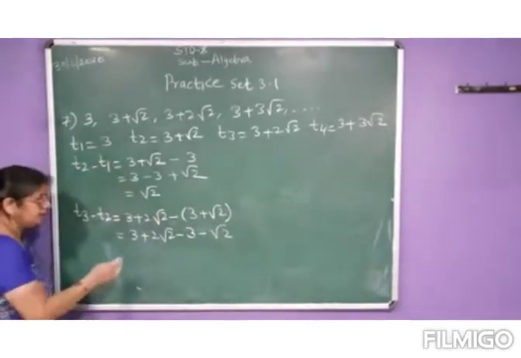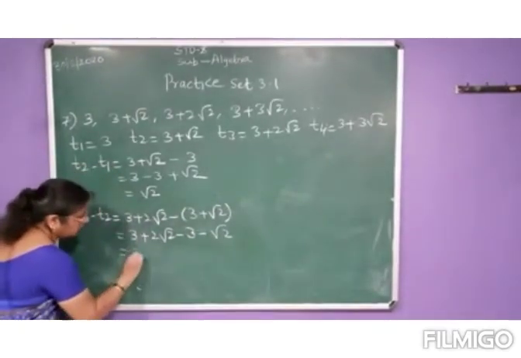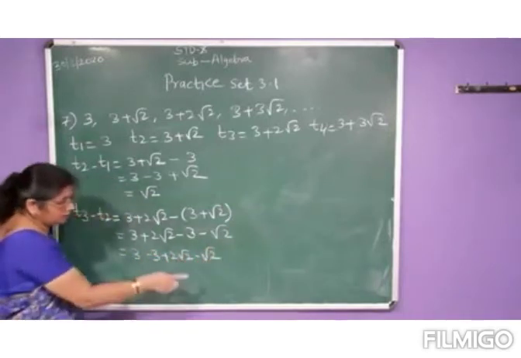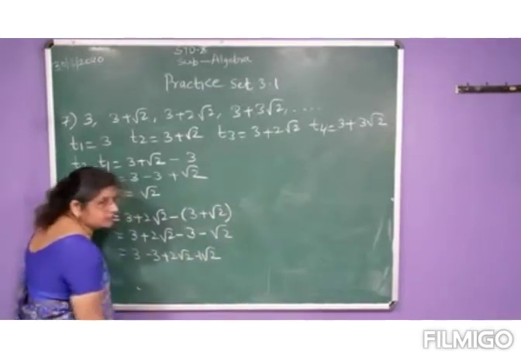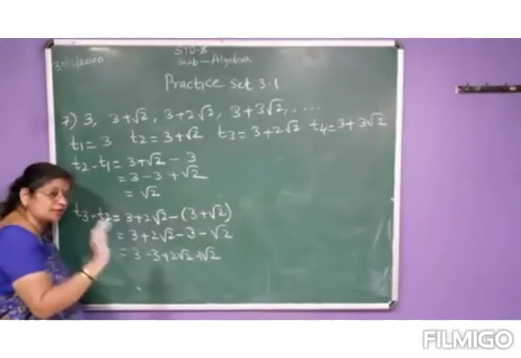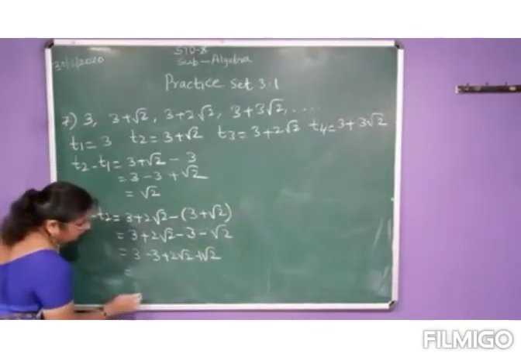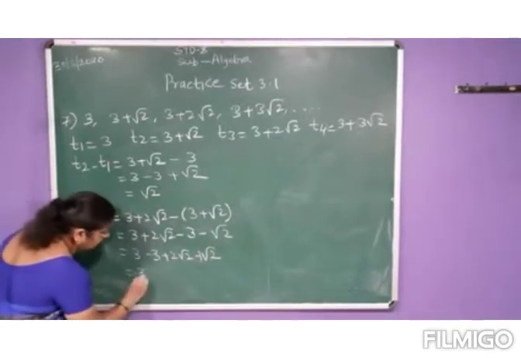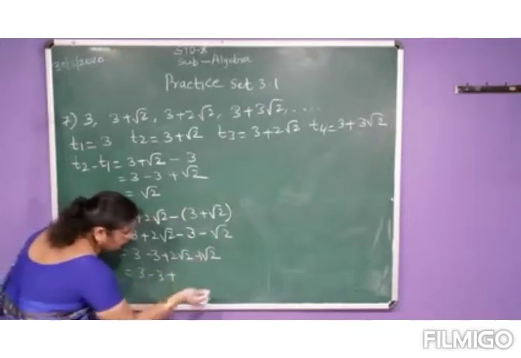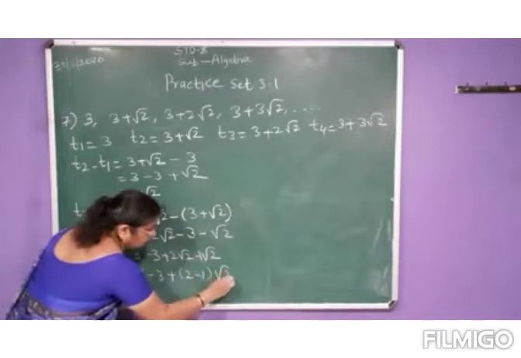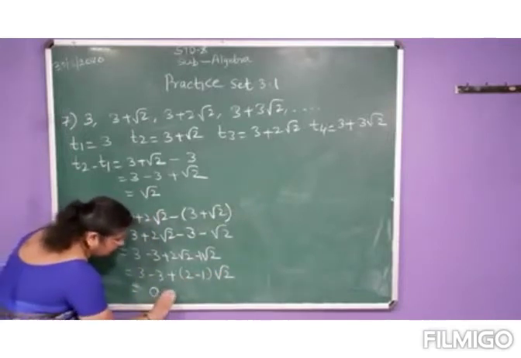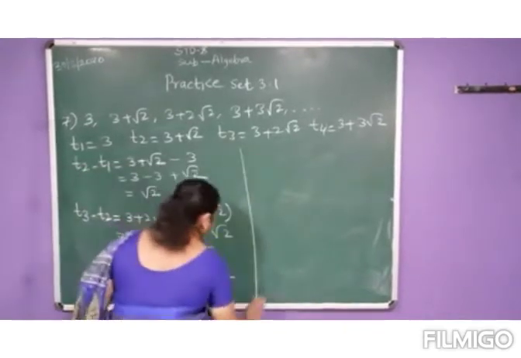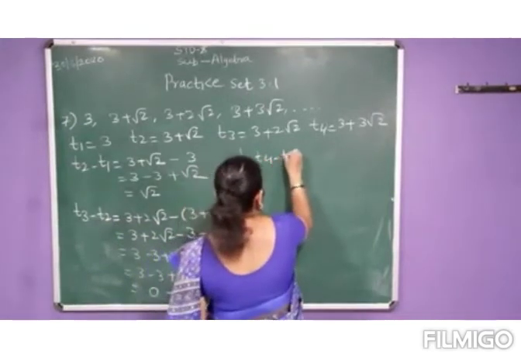Now again what will I do here? I will bring the like terms together. So 3 minus 3 plus 2 root 2 minus root 2. Now see here, root 2 is there. That means it is understood that 1 is multiplied. So 3 minus 3 is 0, and you will get root 2. Otherwise, I can tell you like this also: if I take root 2 common, what will I get? 2 minus 1 into root 2. This way also you can solve. So 0 plus 1 root 2. That means what answer did I get here again? Root 2.